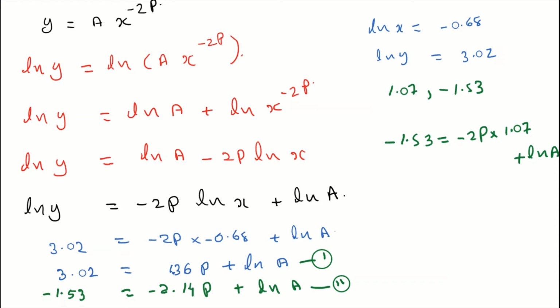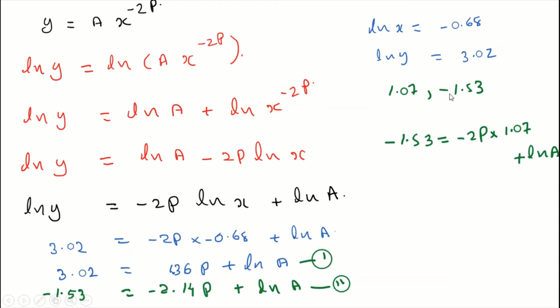There are 2 points on the line given to us. One point is 1.07 comma minus 1.53. The other point given is minus 0.68 comma 3.02. So when we apply 3.02 for ln y equals minus 2p into minus 0.68 plus ln a, this could be simplified as 3.02 equals, when you multiply this, 1.36p plus ln a.